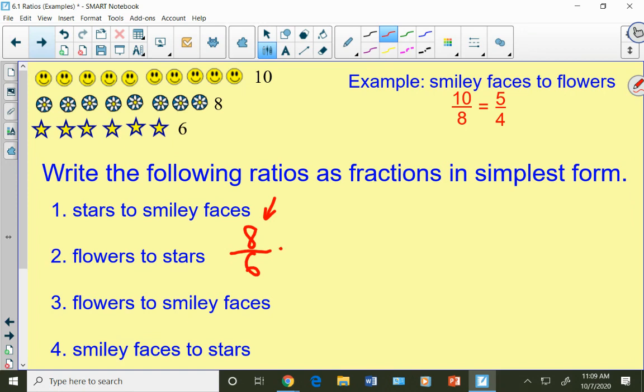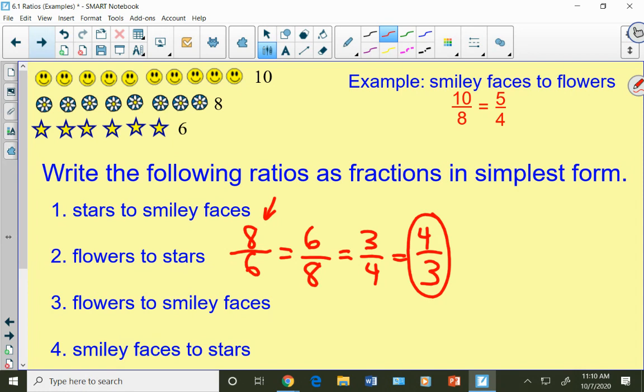So what we're going to do is flip this fraction. We're going to make it 6 eighths. We can find 6 eighths on the chart. When we find 6 eighths on the chart, the 2's, it can reduce to 3/4. But then we've got to remember to flip it back. And when we flip it back, it'll be 4/3. So 4/3 is the simplified answer. 8 flowers to 6 stars can be reduced, in the simplest form, to 4/3.